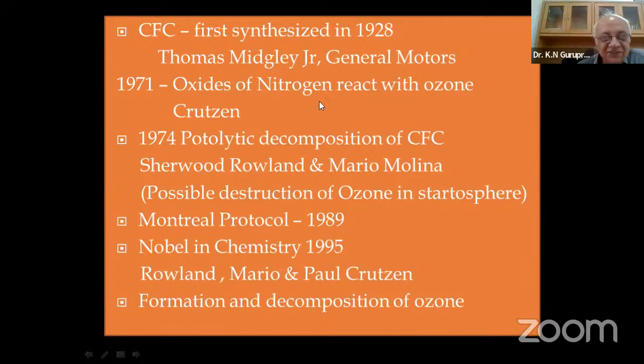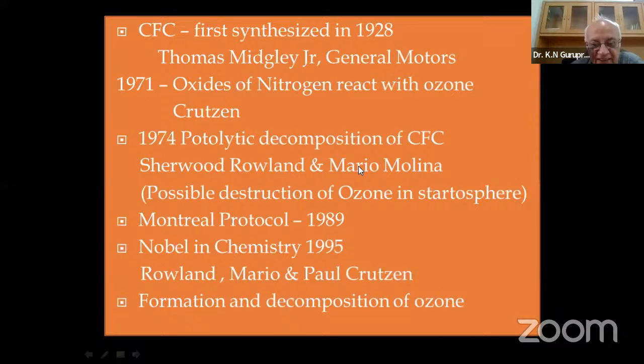Now, you see, CFC, when it was first used in the refrigerators, was synthesized by the chemists in 1928, Thomas Midgley at General Motors. General Motors, known for production of cars, was the first company to produce the refrigerator also. Then Crutzen in 1971 found that oxides of nitrogen react with ozone. And in 1974, CFC was studied by these two people, Roland and Mario Molina, and they made the theory that these chlorofluorocarbons, which are used in the refrigerator, can possibly destroy ozone in the stratosphere.